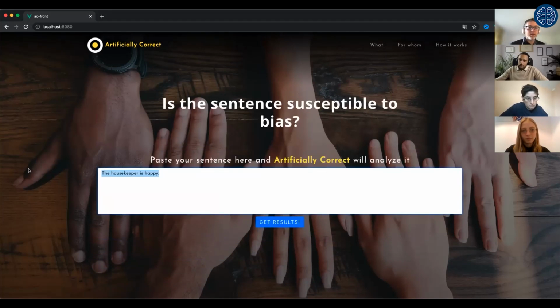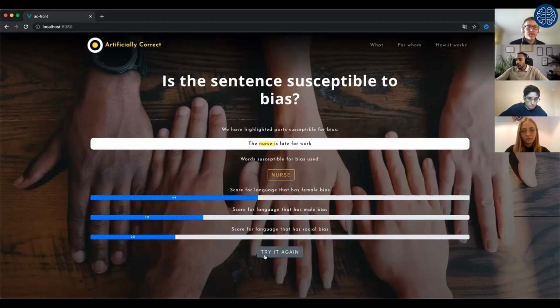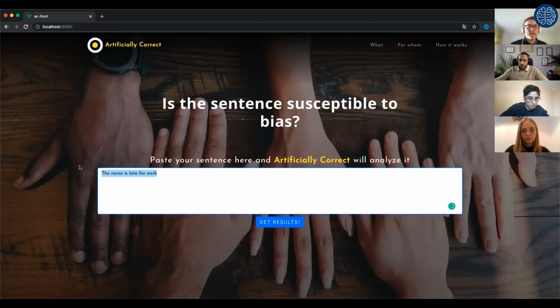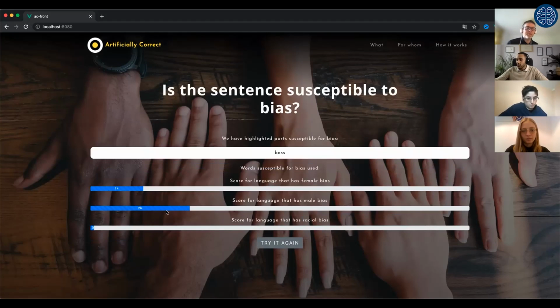We also have other examples that we could use. For example, we can also use the nurse we had earlier, and we will see the same thing here. If you want to only look at words, let's take the term boss that we had earlier, give that in, and we can see that boss has a larger male bias. That way, we can flag and show people how likely it is that a word or a sentence is prone to bias in machine translation.